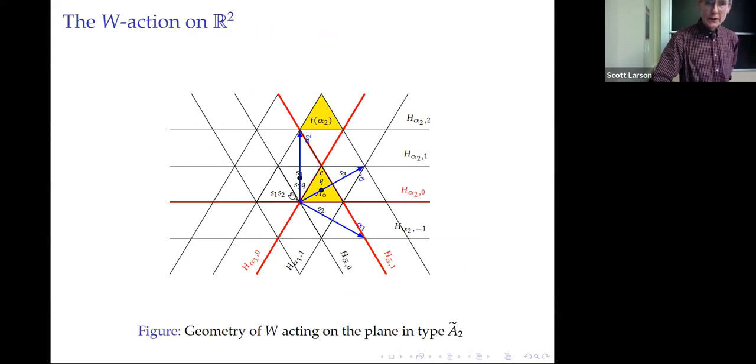These lines here are the lines H alpha tilde 0, H alpha tilde 1, and so on. We get a bunch of triangles here. These are the alcoves. Reflections across these lines generate an infinite group, which is called the affine Weyl group of type A2. And it's actually kind of like an infinite symmetric group. So a couple of features which I wanted to point out.